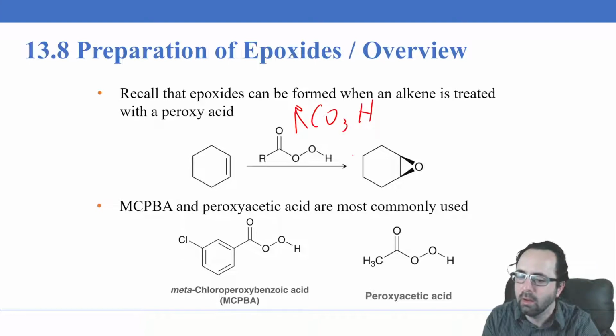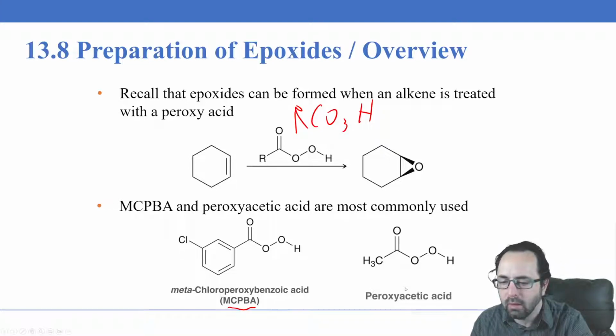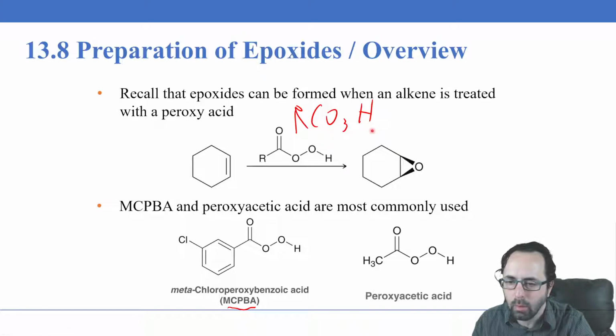RCO3H. That's fine. Sometimes you'll see it written more specifically as a particular peroxy acid. Probably the most common is this MCPBA. You might see that as well. Peroxyacetic acid is just the simplest peroxy acid, with just one methyl group as the R. Any of these are ways to write these. I usually write it this way, but sometimes your book will specify MCPBA specifically.